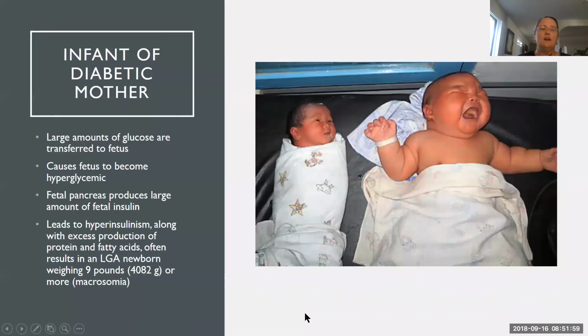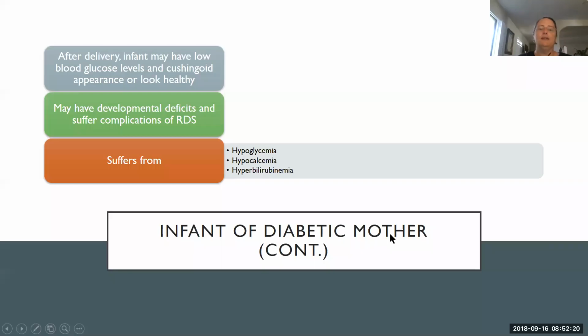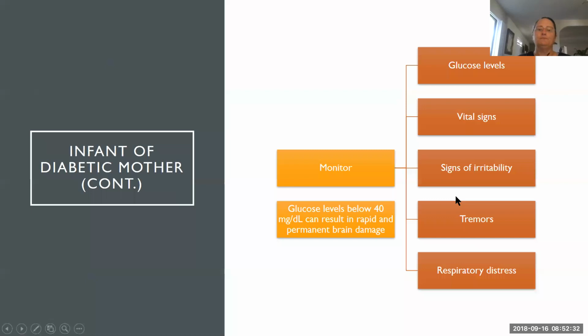We've talked a lot about the infant of the diabetic mother, so I'm not going to spend much time here, but you can see this baby is going to have lots of other issues. Here's a picture of a baby that is from a very poorly controlled diabetic mother. It needs respiratory support, feeding support, IVs to maintain blood glucose, obviously in the NICU. We are going to be doing lots of things to help this baby. They have a higher risk of hyperbilirubinemia. They have a higher risk of respiratory distress syndrome, and lots of care goes into taking care of these babies. So we're going to be looking for glucose levels, vital signs, signs of irritability, tremors, and respiratory distress. If you have any questions, you know where to reach me.